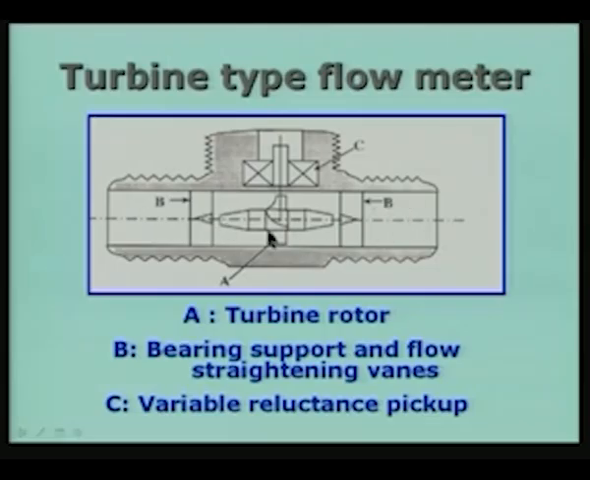It consists of a rotor, then the bearing to support, and also straightening vanes, so that the velocity is in the direction parallel to the axis, and C is the reluctance pickup. Each time it rotates, the reluctance pickup will register by producing a pulse, and you can count the number of pulses per second and determine the velocity of the fluid through the turbine rotor.